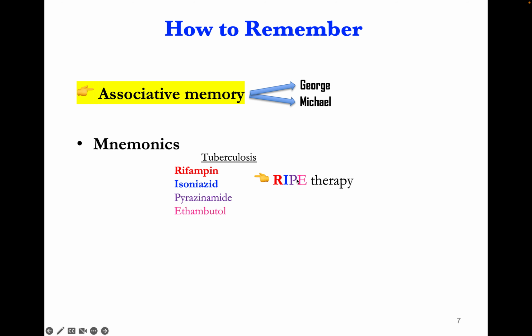Also, during the exam, this is a combination therapy. So in the choices, you get multiple drug names in all these choices. You can easily pick that answer with that RIPE therapy, with the letters. So another point is index cards.